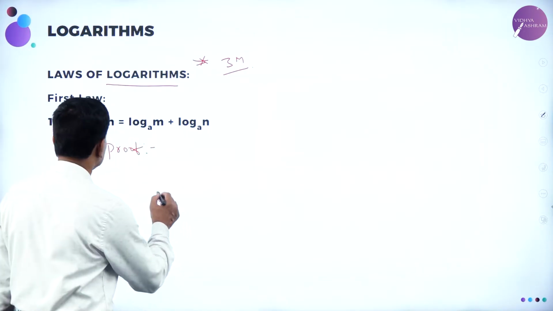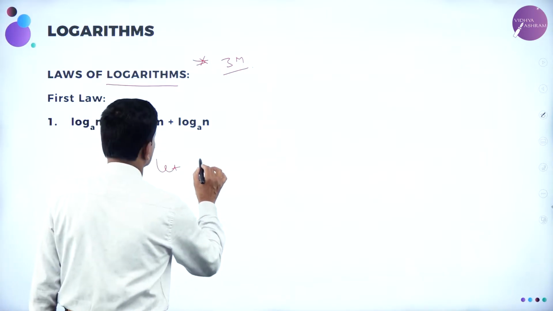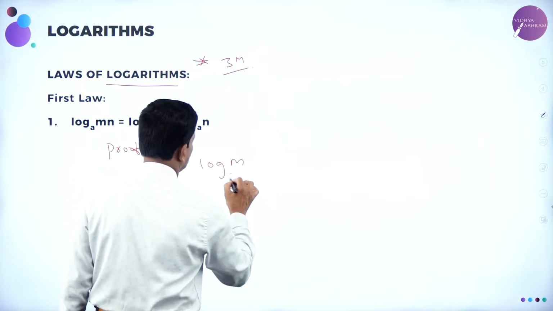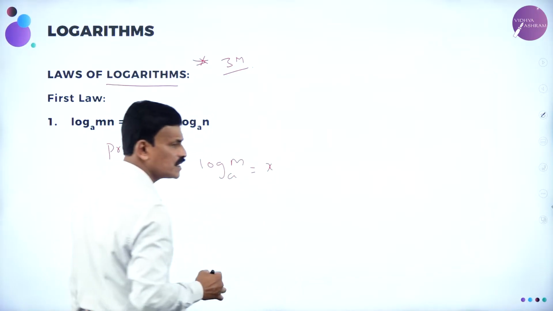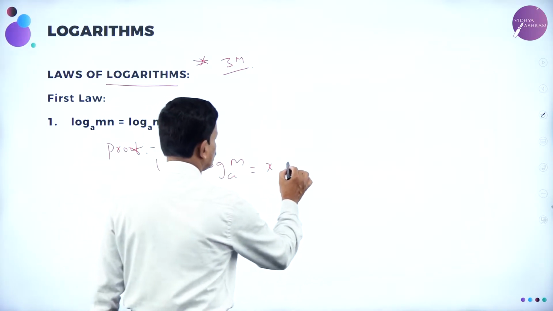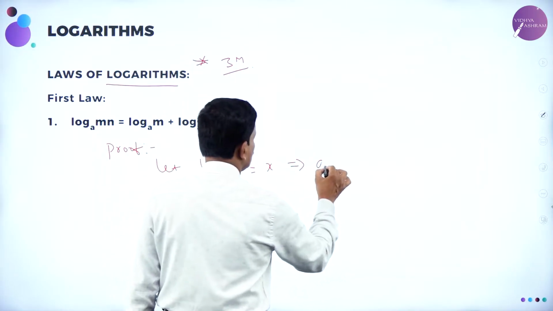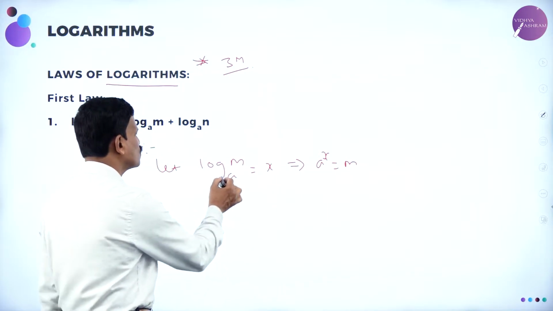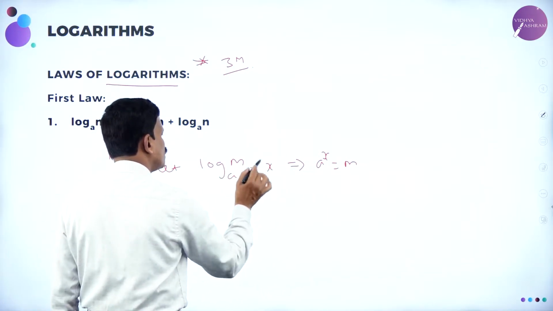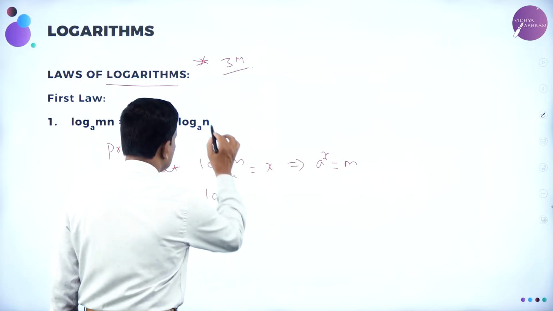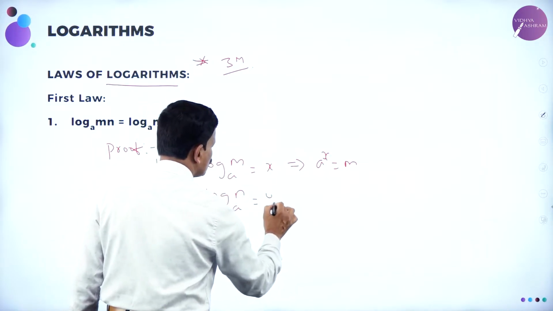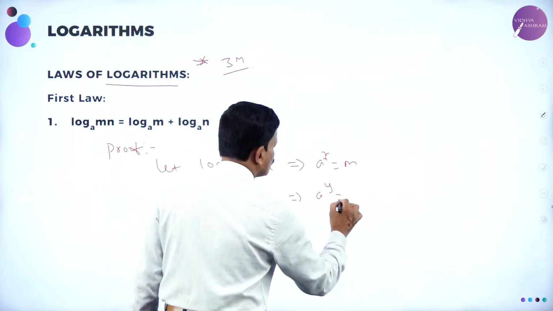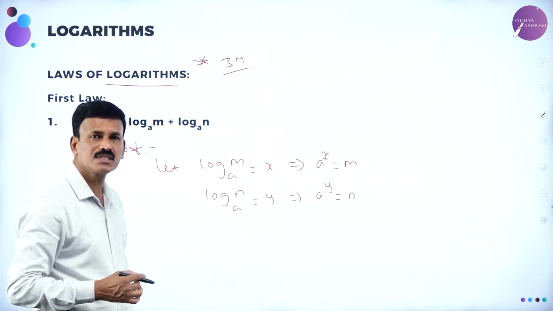Let log m to base a be equal to x. According to the definition of logarithm, this implies a to the power of x is equal to m. Similarly, let log n to base a be equal to y. This implies a to the power of y is equal to n.